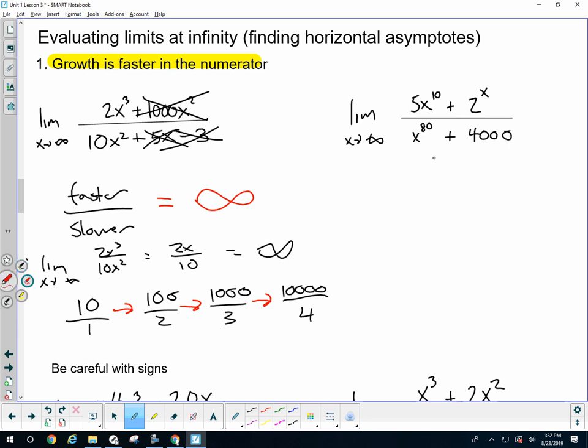Okay, I think about relative growth of things. X to the 10th, insignificant compared to 2 to the x. 4,000, insignificant compared to x to the 80. And then comparing these two, 2 to the x goes faster than x to the 80. So you think about a situation where I have faster growth in the numerator versus slower growth in the denominator. Think about this set of fractions where you have numbers in the numerator growing faster than numbers in the denominator. What is happening as you go from one to the next to the next to the next? The fractions are getting larger and larger and larger.